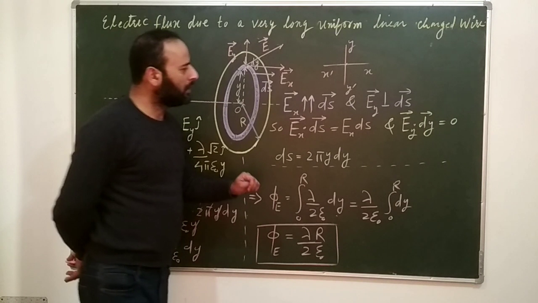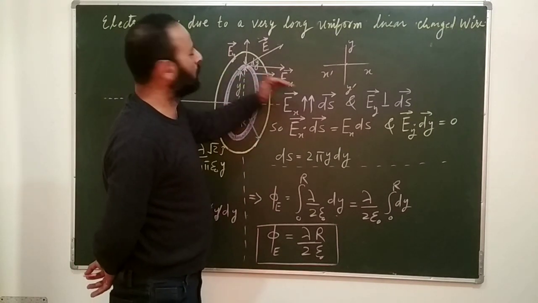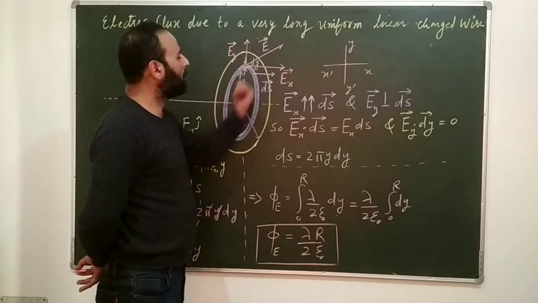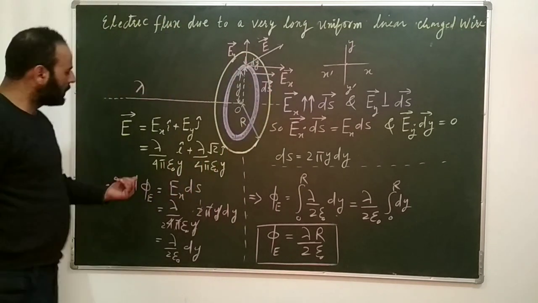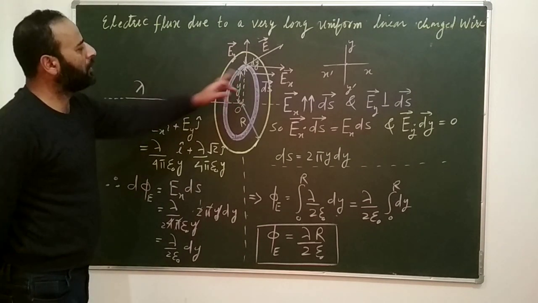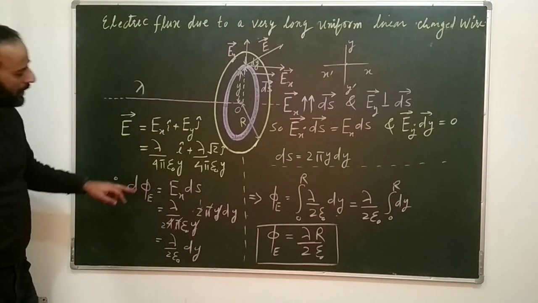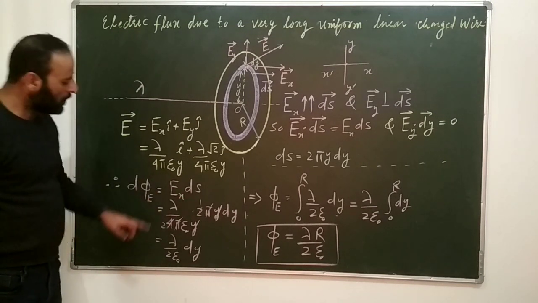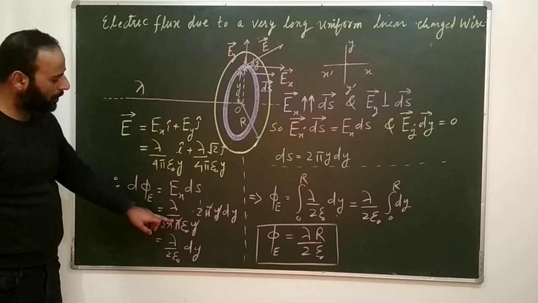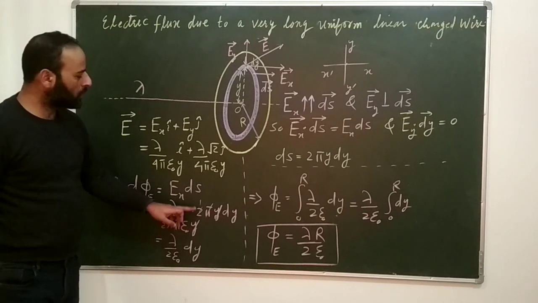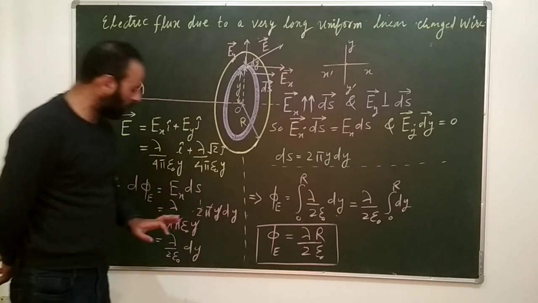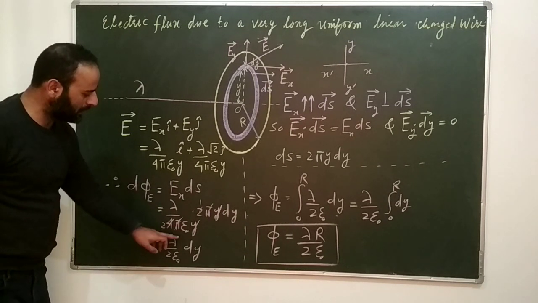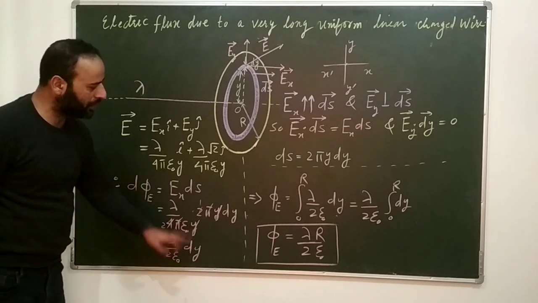We know that only Ex will contribute to the flux because only Ex is along the area vector, whereas Ey is perpendicular to the area vector. So the small flux through the ring element of thickness dy can be calculated by the basic formula d phi E is equal to Ex ds. That comes out to be lambda divided by 4 pi epsilon naught y, times ds, which is 2 pi y dy, right? So pi and pi cancel, 2 and 2 cancel, so it is lambda divided by 2 epsilon naught, times dy.